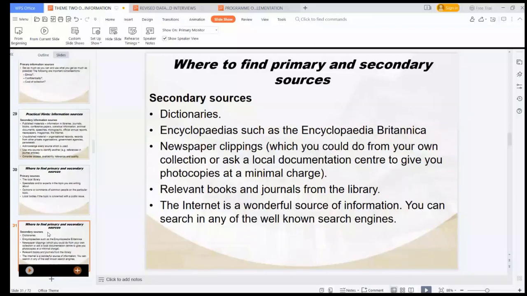Dictionaries, encyclopedias such as Encyclopedia Britannica, newspaper clips, relevant books and journals. I think we have already touched this earlier on. The internet is a wonderful source of information. You can search in any of the well-known search engines.